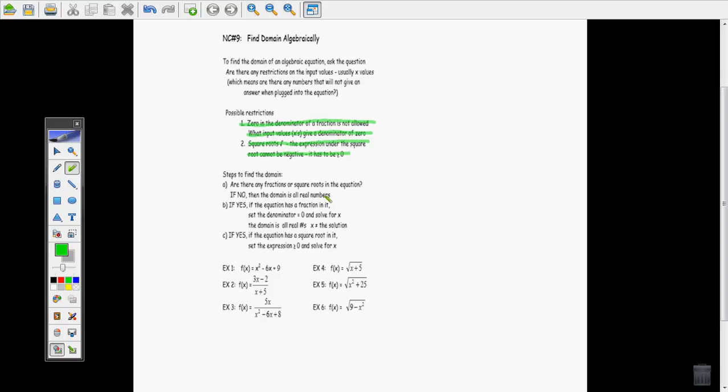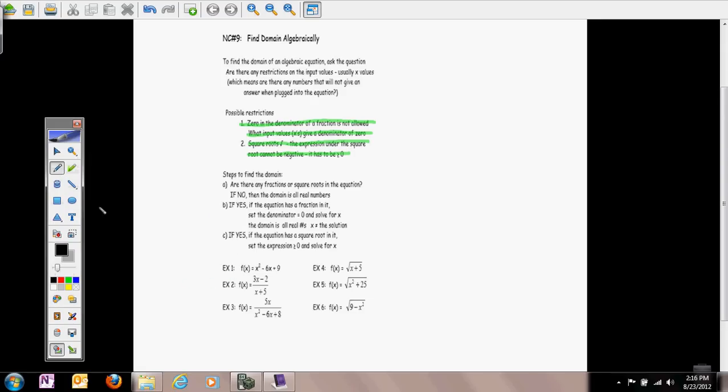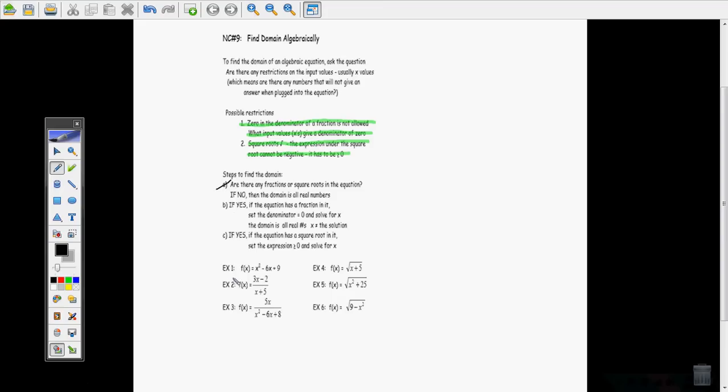Well, that tells us exactly what we're looking for, but I'll go through these steps here. A, are there any fractions or square roots in the equation? Let's just look at example 1. Looks like we have a trinomial x squared minus 6x plus 9. Are there any fractions or square roots in the equation? No. I'm done with that one. B says if no, then it's all real numbers. So I skipped this part. For example 1, there are no restrictions. It's all real numbers.